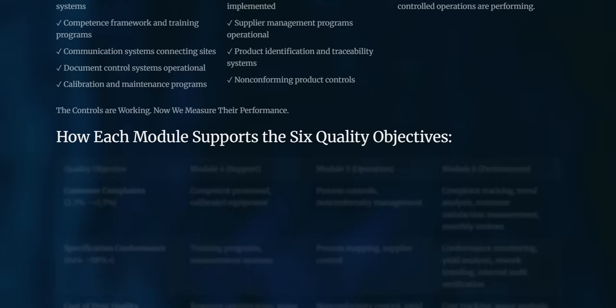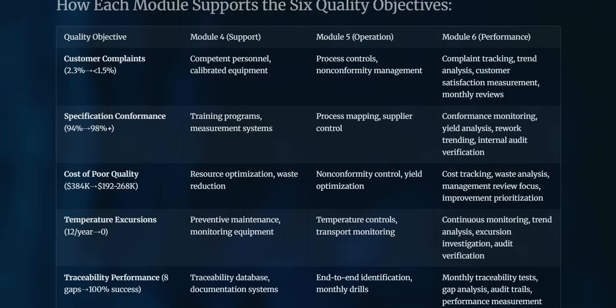Let's now have a look at how each module supports the 6 quality objectives that we have set. The first quality objective is customer complaints. From Module 4 support, competent personnel and calibrated equipment have been provided. In Module 5, operations, process controls and non-conformity management have been implemented. And today in Module 6, performance, complaints tracking, trend analysis, customer satisfaction measurement, and monthly reviews will be implemented.